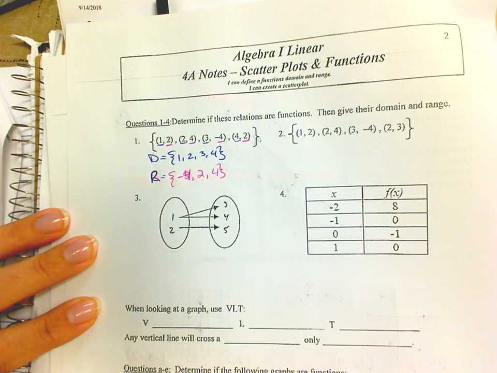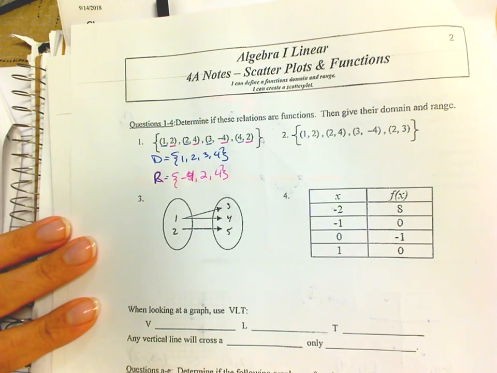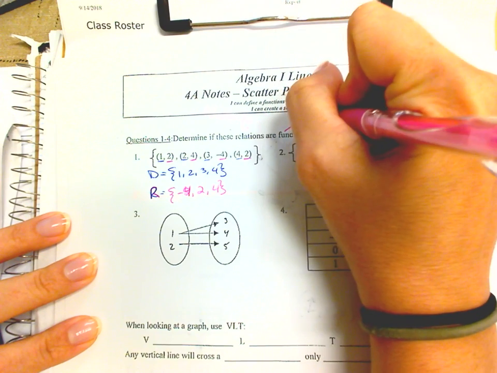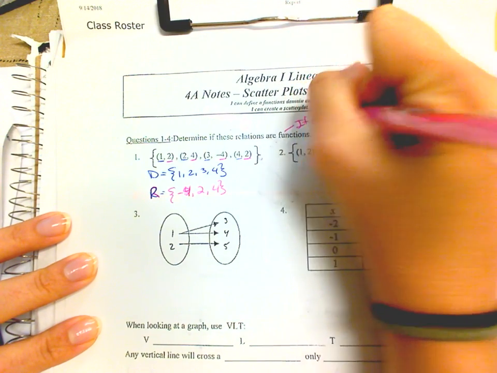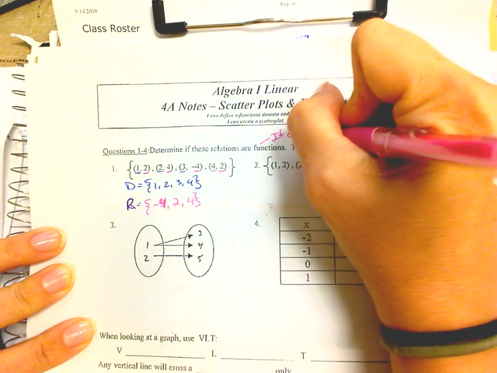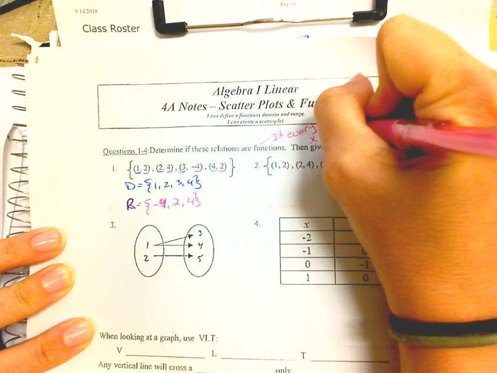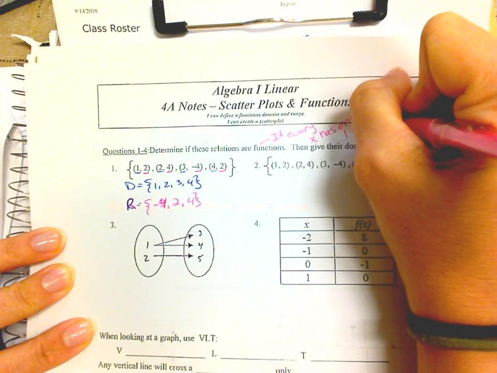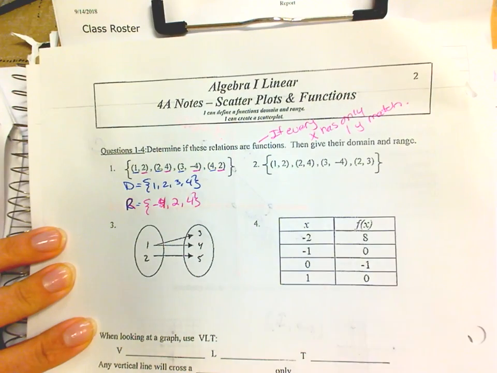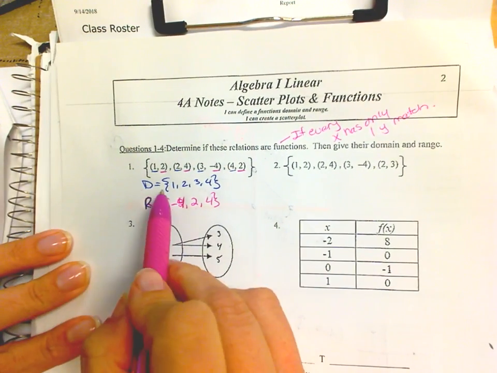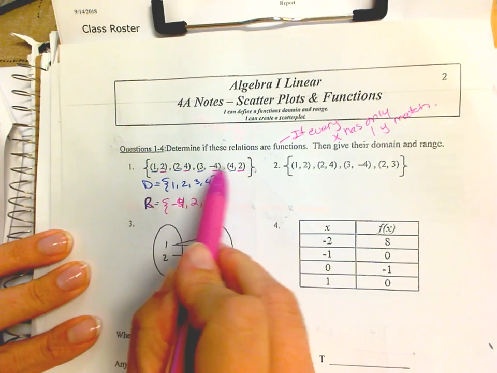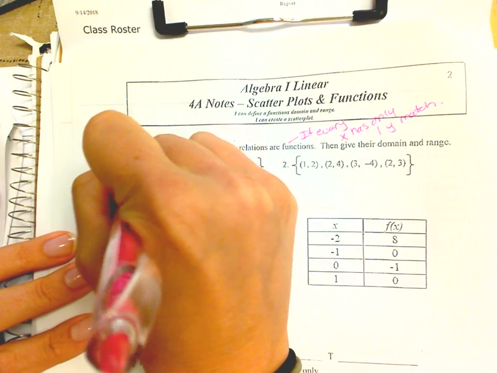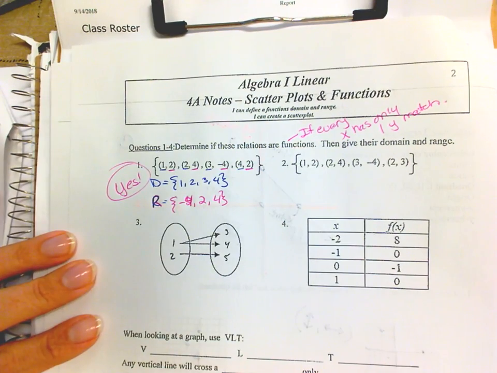And then is this a function? It is a function if every x has only one y match. So do the x's repeat or not? If you look at your domain, 1, 2, 3, 4, there are no repeats of those numbers. So yes, it is a function.